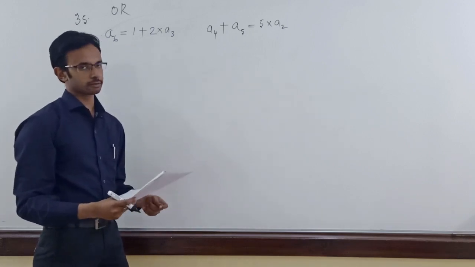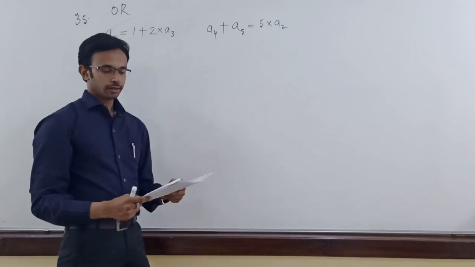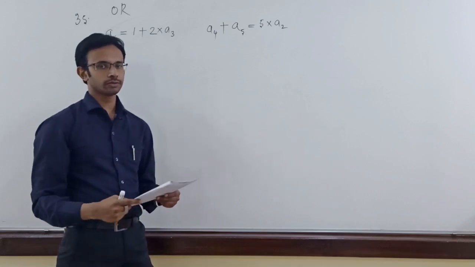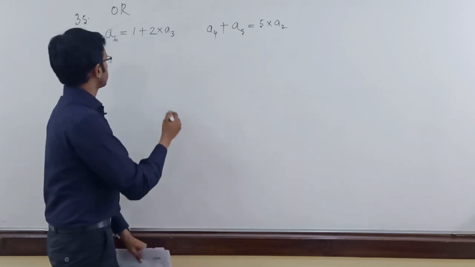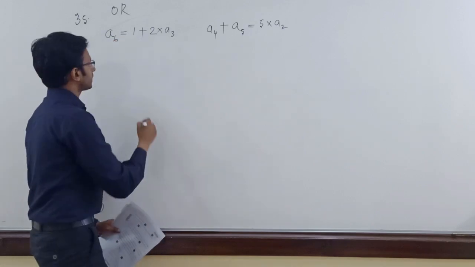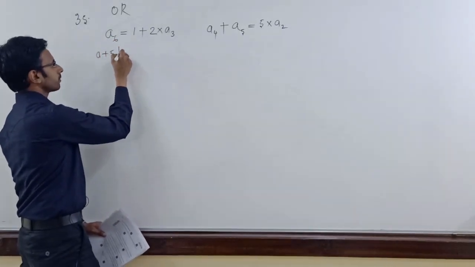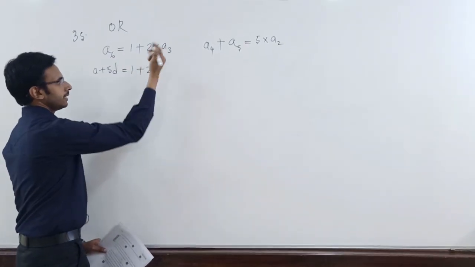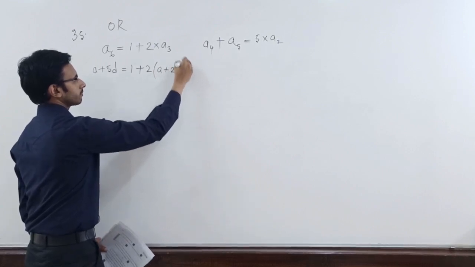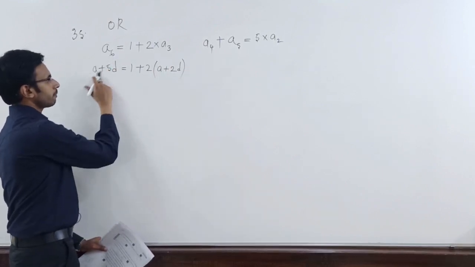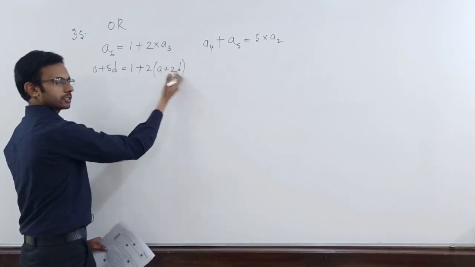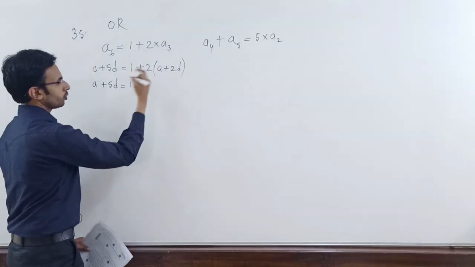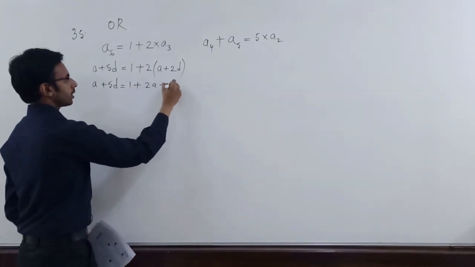To find any term in an arithmetic progression, we have to find a and d, and also use the general form. The 6th term we can directly take as a plus 5d. A plus 5d is 1 plus 2 into a3, which we can write as a plus 2d. So the 6th term is a plus 5d and a3 means a plus 2d. Let's multiply. 2 into a is 2a plus 2 2s are 4d.